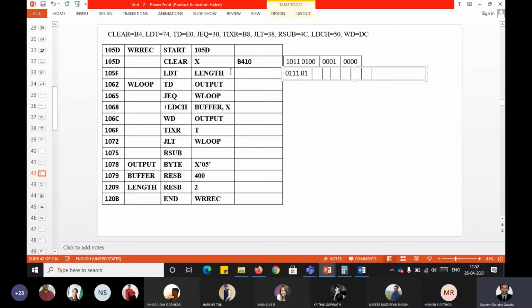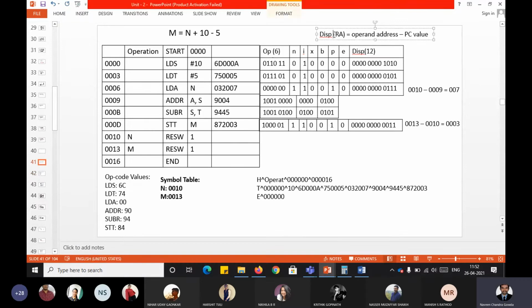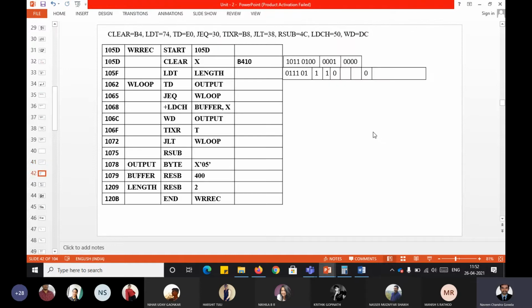The opcode of LDT is followed by N and I. It is neither preceded with @ nor immediate, so it is both 1 1. Again, it is not using the X register, so X is 0. Coming to B and P, I'll leave them empty, and E, as in format 3, I'll make 0. Next is displacement. I hope you remembered the formula we gave in the previous example to find the displacement: operand address minus the PC value. The same formula we are going to use.